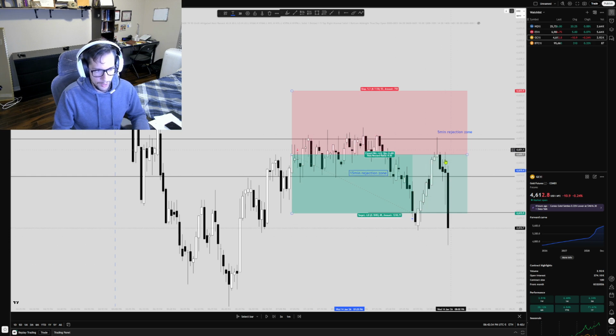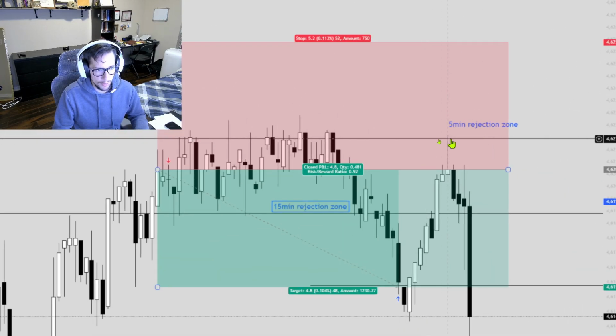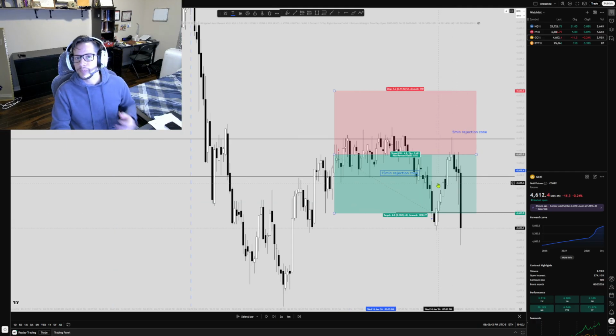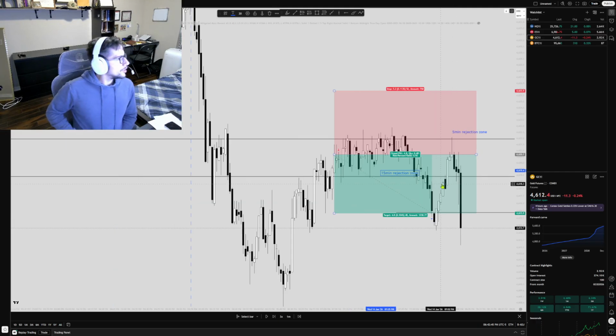And boom. See, I could have again taken the same short here. I could have entered off of the 5-minute and then sold off 5 points. I would be chilling. Anyways, thought I'd share this with you guys. This is one of the strategies I trade. Coming at you with a little bit of sauce.